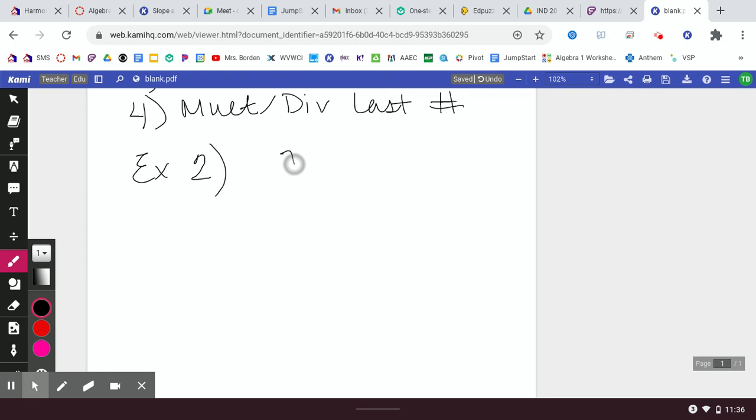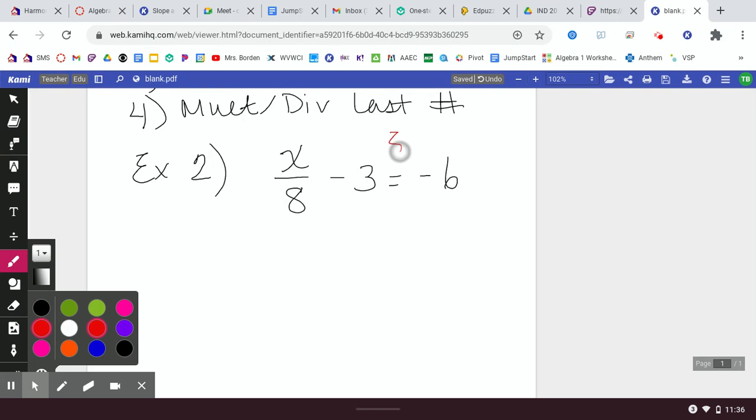Let's do x over 8 minus 3 equals -6. All right. Again, think of your equal sign as that scale, where we've got to keep it even. What are we going to move first? Montana, what do you think? And it's a -3, so how would I move it? Good, so I'm going to add 3, and I'm going to add 3.